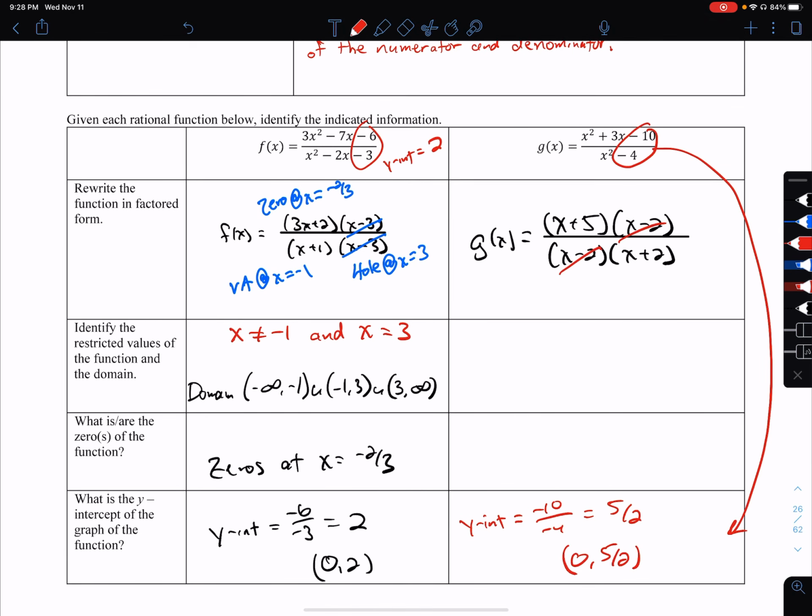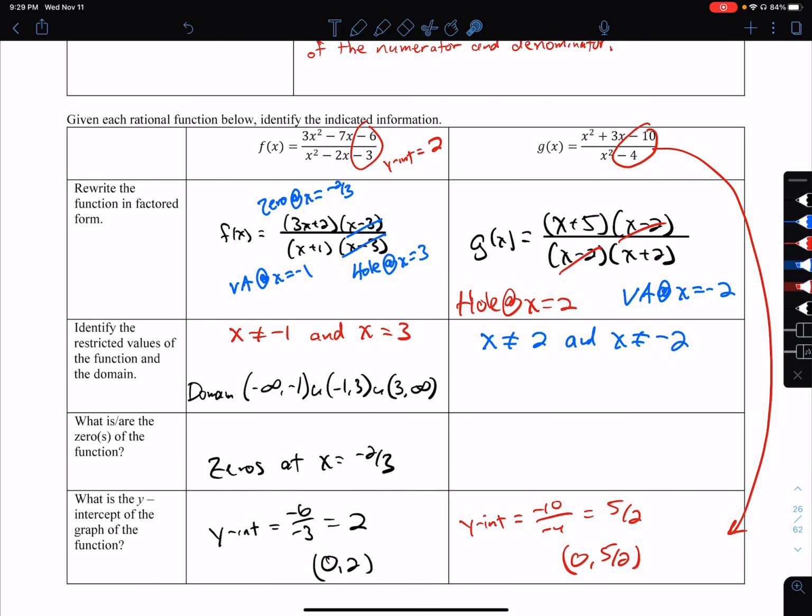The factor that cancels from the top and the bottom is x minus 2. That tells us this graph has a hole at x equals 2. The non-canceling factor in the denominator is x plus 2. Therefore, this graph has a vertical asymptote at x equals -2. Identify the restricted values of the function. Well, the restricted values, x can't be 2, and x can't be -2.